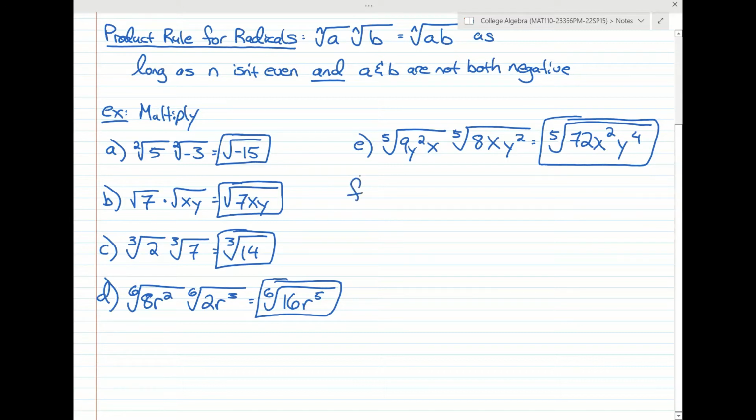Couple examples that you can't do. You can't do something like the square root of 7 times the cubed root of 5. If the indices are different, you're not allowed to combine these. So we just say that they cannot be simplified.